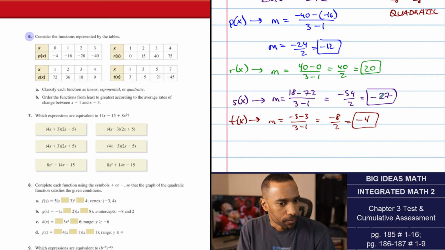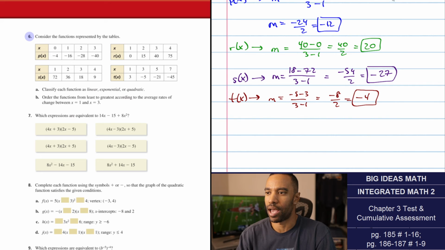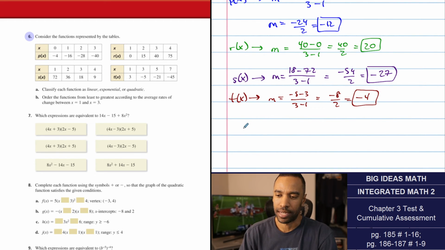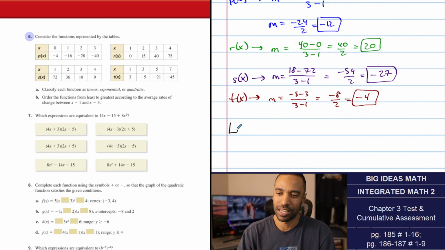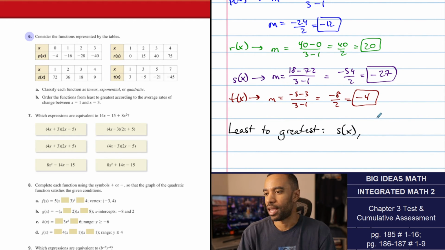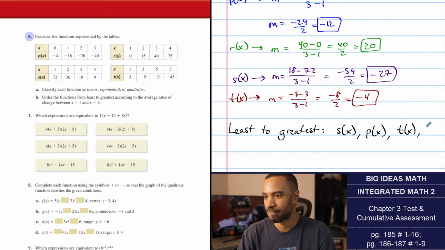Averaging from least to greatest rate of change, you want the super large negative, like S of x. So S of x is the least, because it's going down. Least to greatest. Sorry about this. I want to color code. I want to write some things. Least to greatest: S of x. Then M of x. No, P of x. I just saw the M. P of x. Then T of x. Then R of x.